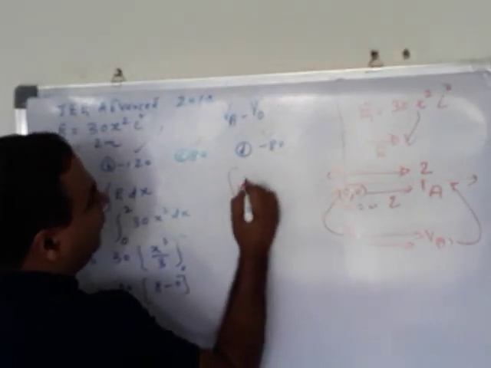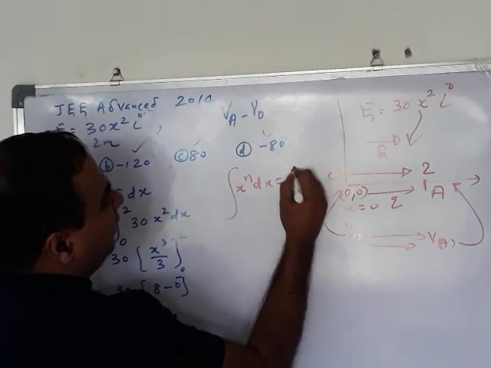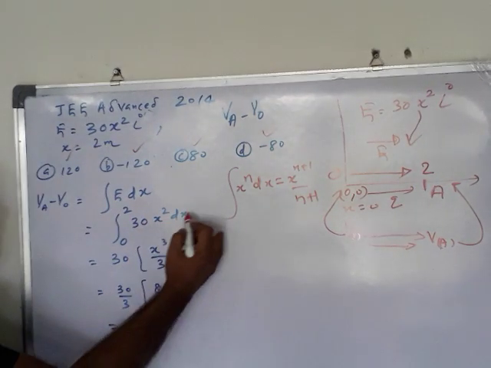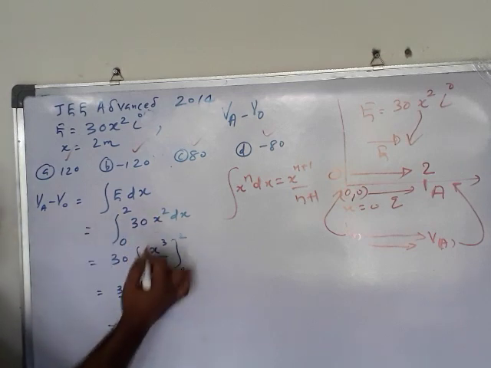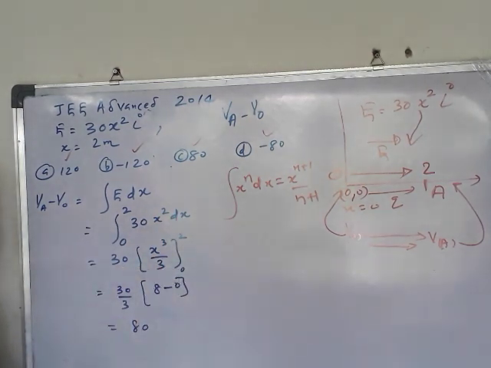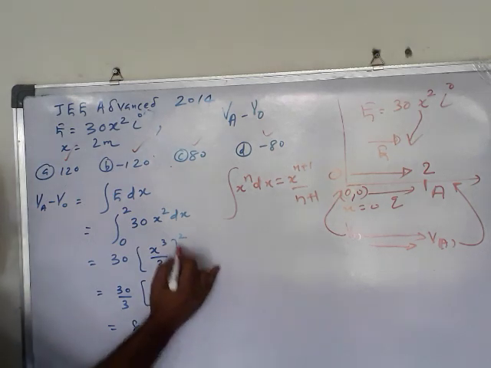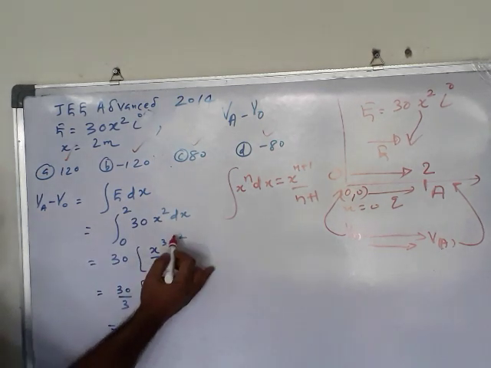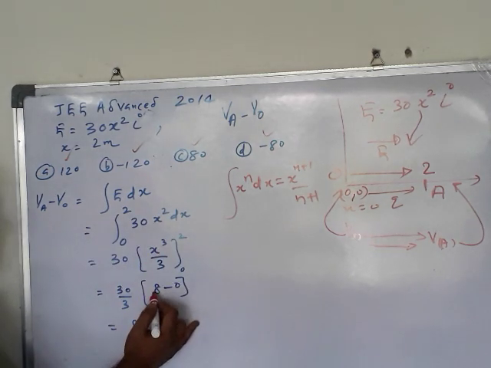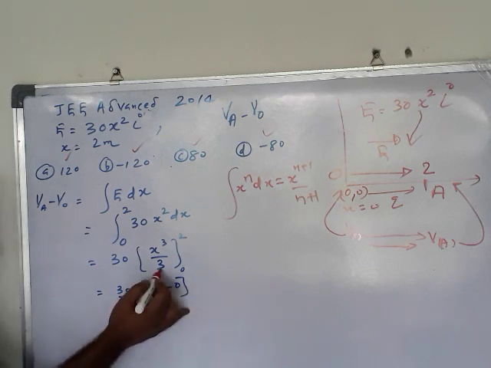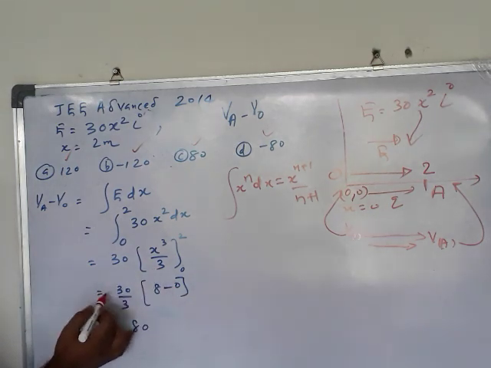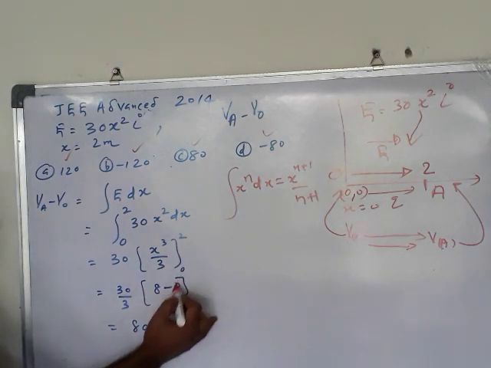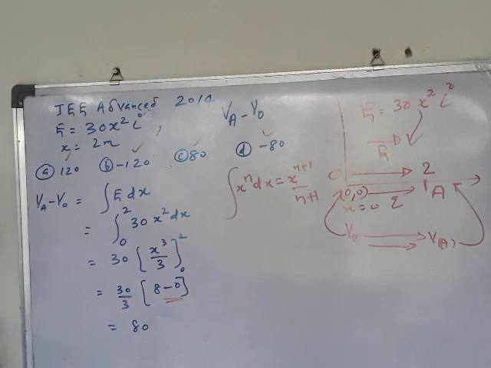The integral of x raised to n dx is equal to x raised to n plus 1 by n plus 1. That only we are using. It is the integral of 30 common, x square dx. See, x cube by 3. You know it. Then we will apply the limits 0 to 2. Now we apply the upper limit, that is instead of x, 2 cube, that is 8, minus the lower limit, which is 0, so 8 minus 0. The 3 also I have taken outside, so 30 by 3.